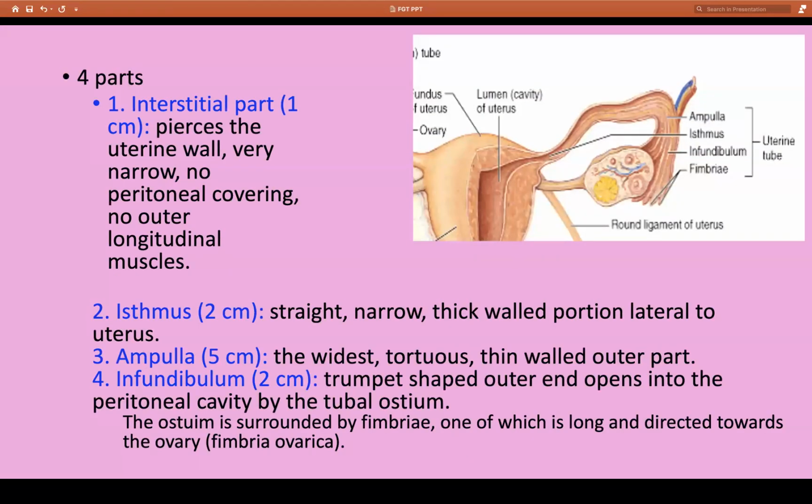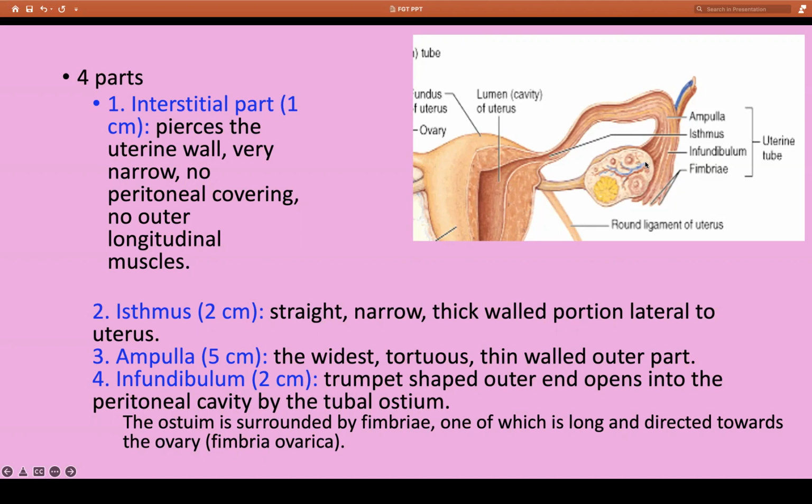The tube has 4 parts: interstitial, that pierces the uterus, and it's the thinnest part. And then the isthmus is 2 centimeters, that has more of a muscular layer. And then the ampullary part, that is a dilated thin part. Here usually fertilization occurs. And then the infundibular part, that is a trumpet-shaped part that covers the ovary.